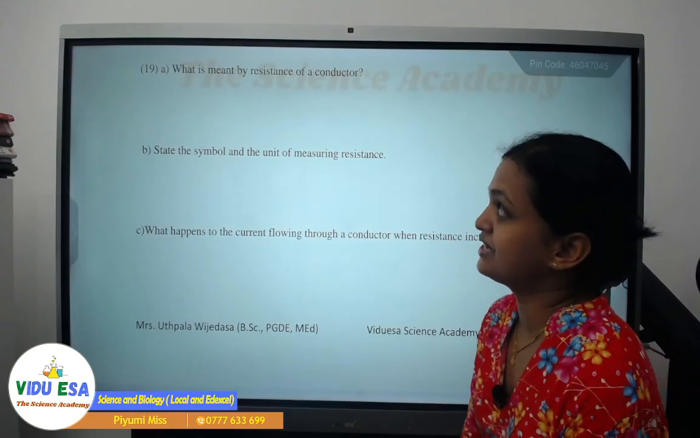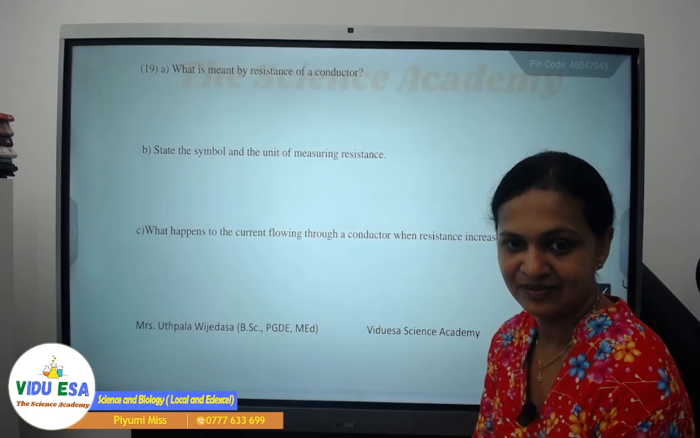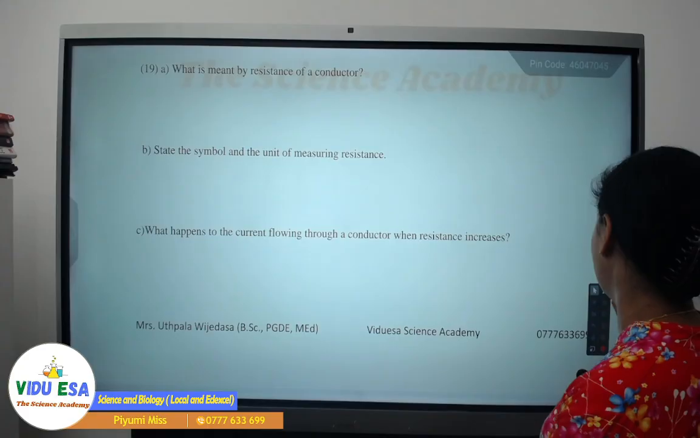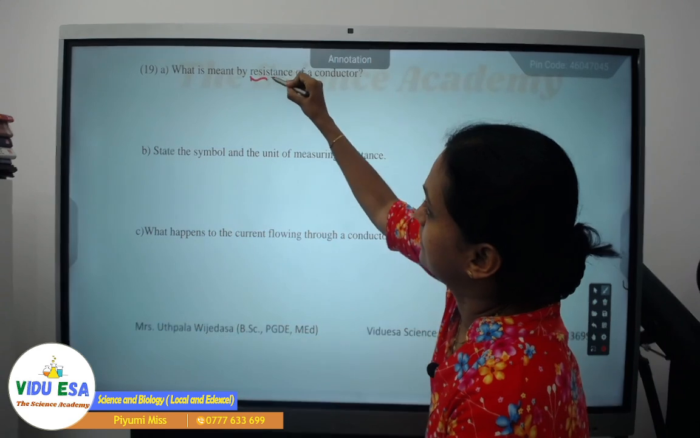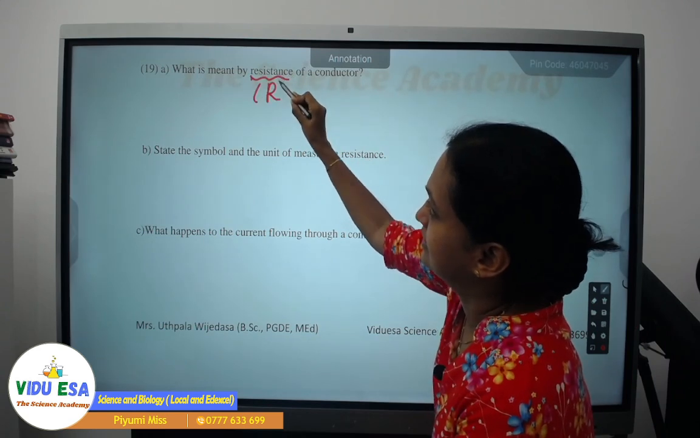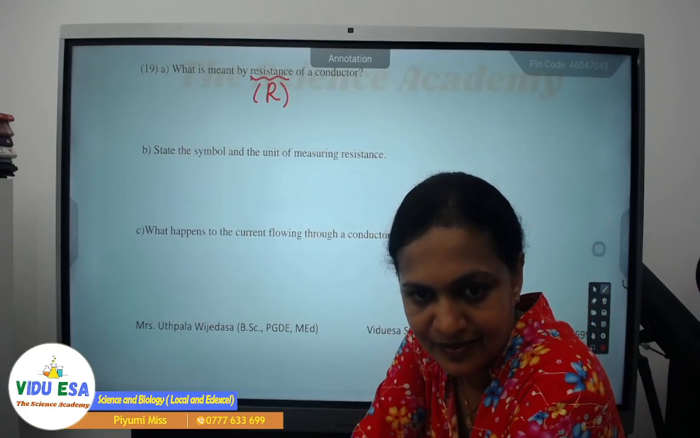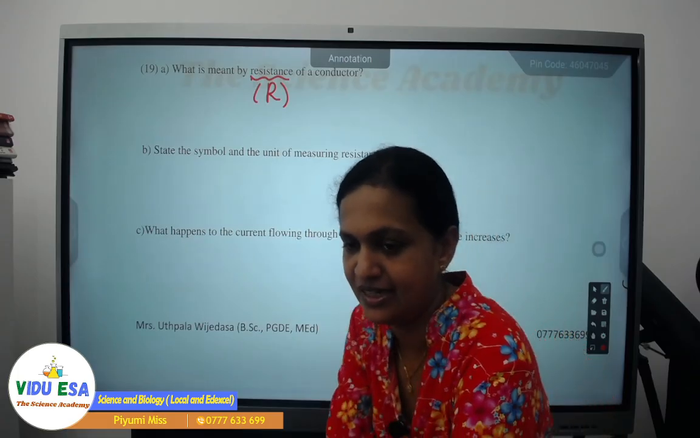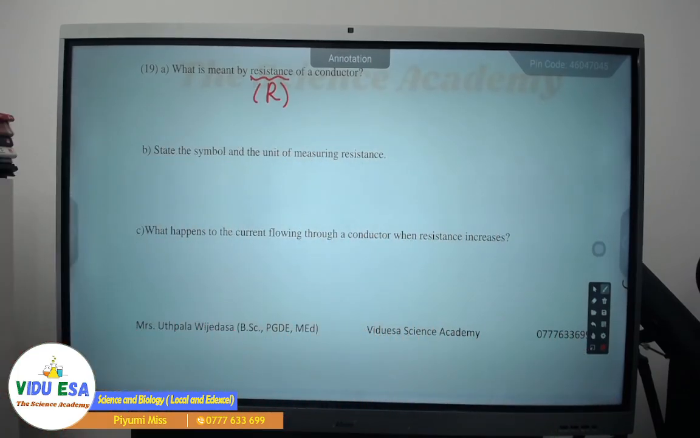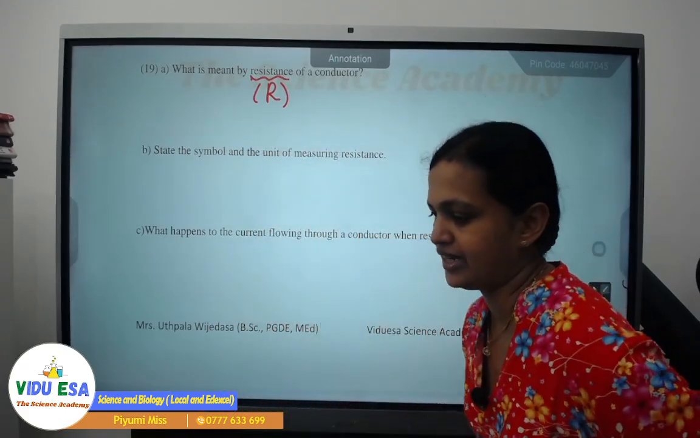So what is meant by the resistance of a conductor? Resistance we symbolize as capital R. So what do you mean by the resistance? The obstacle for the flow of current. The obstacle for the flow of current through a conductor, right? I think Sanadi mentioned, the obstacle for the flow of electric current.